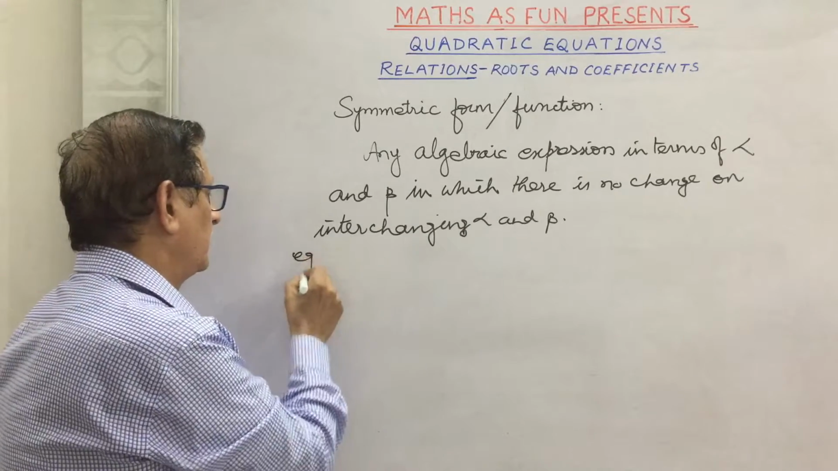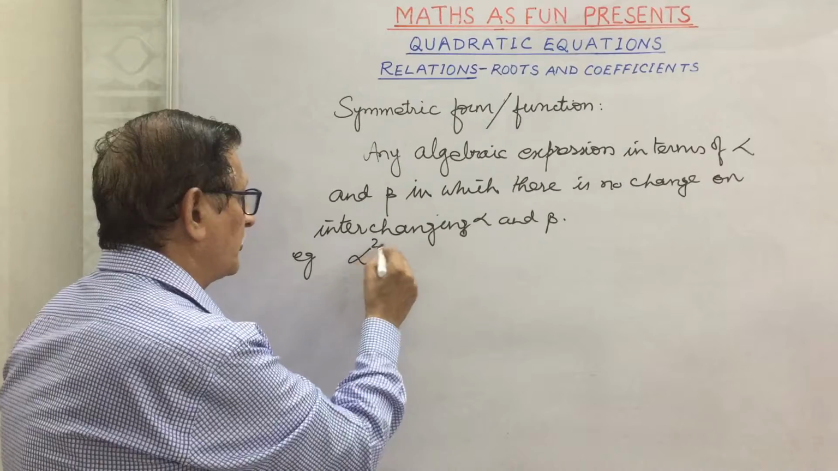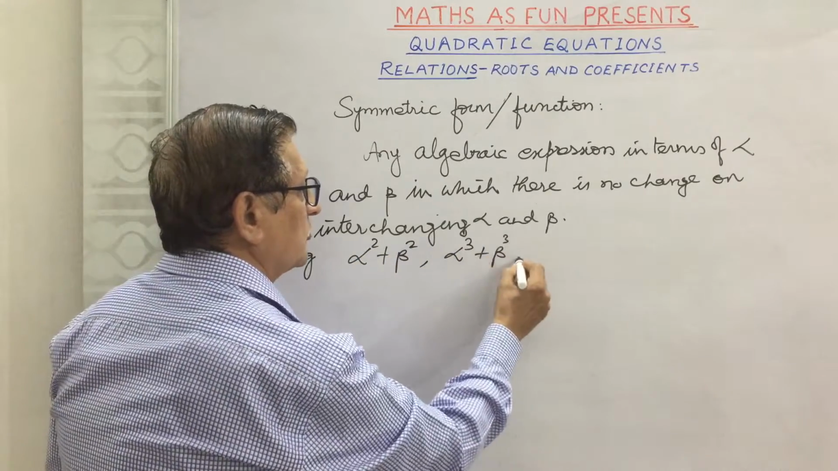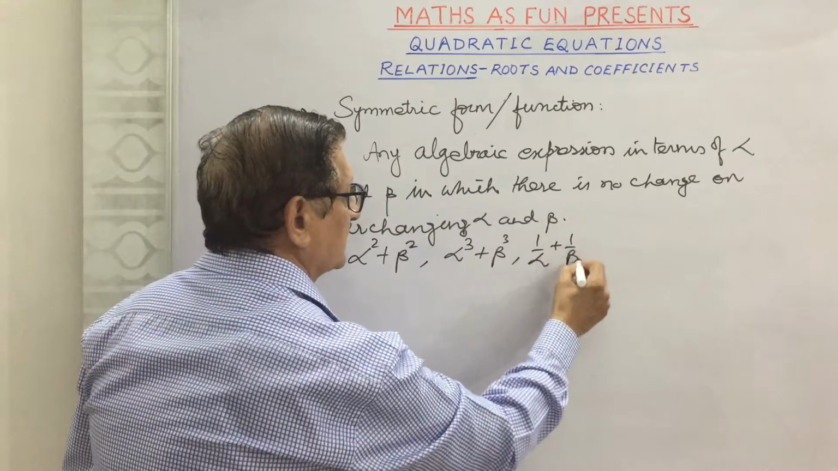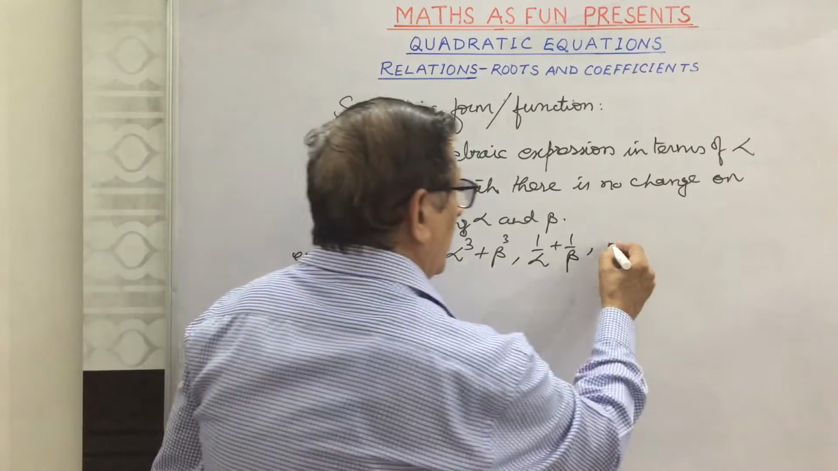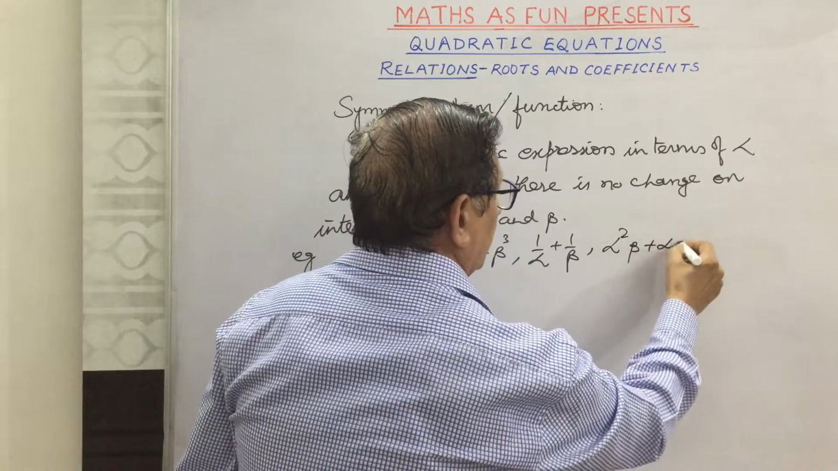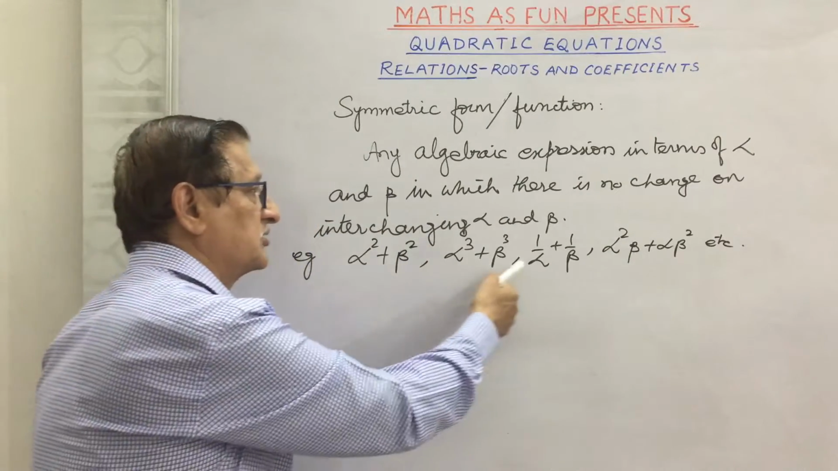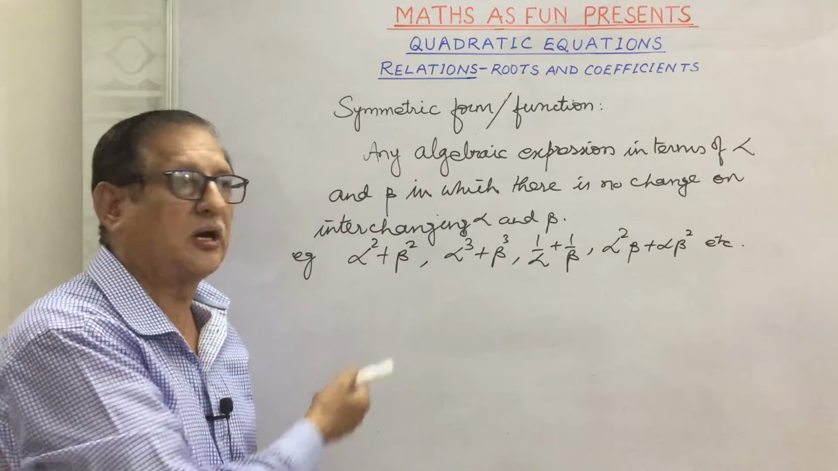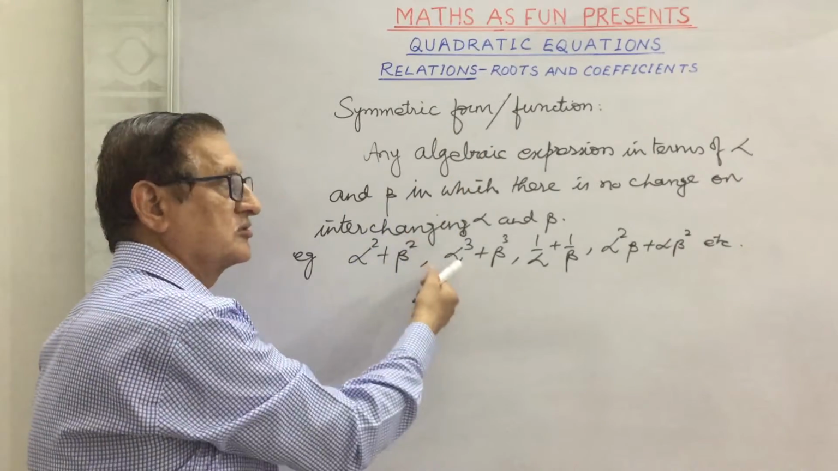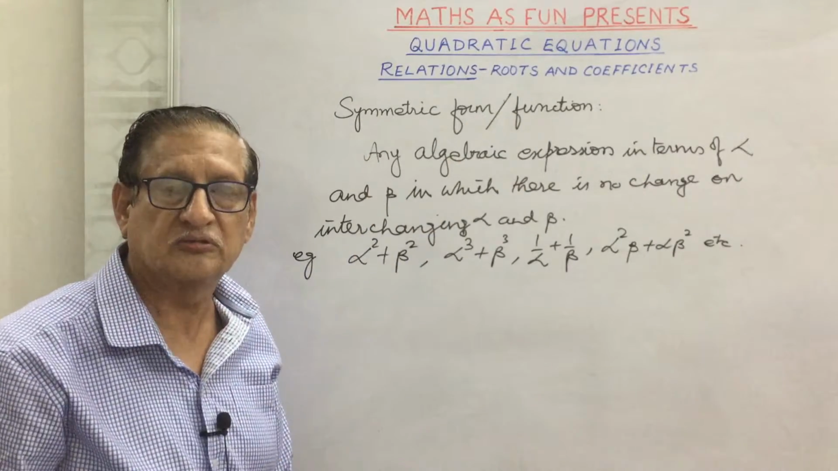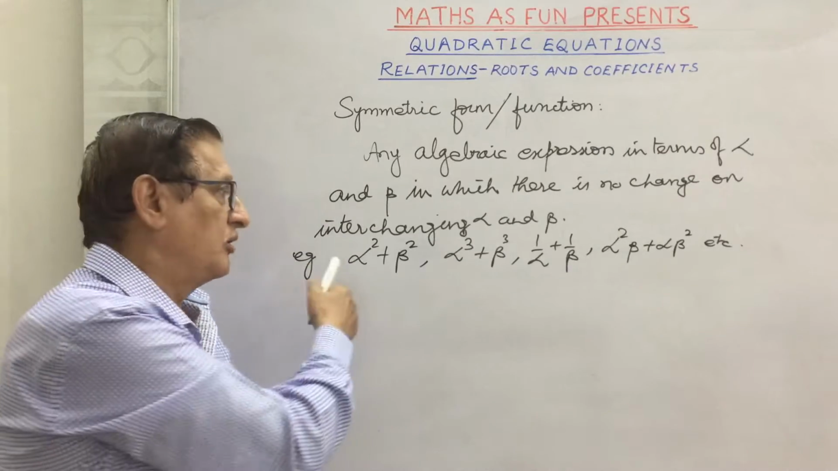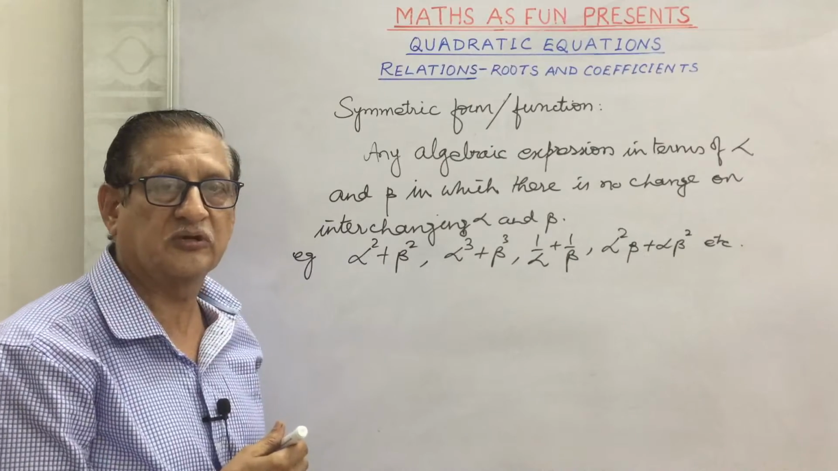For example, alpha square plus beta square, alpha cube plus beta cube, 1 upon alpha plus 1 upon beta, alpha square beta plus alpha beta square, etc. These expressions in terms of alpha and beta are symmetric forms of the roots, or we say symmetric functions of the roots of quadratic equation. Now, how to find out the value of these symmetric forms or symmetric functions?